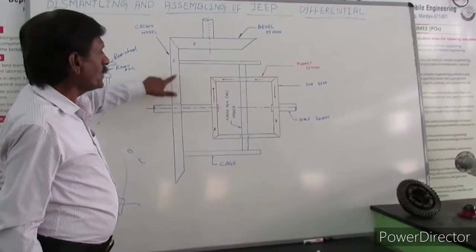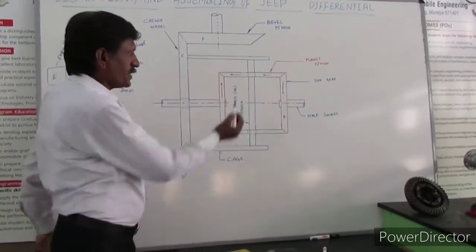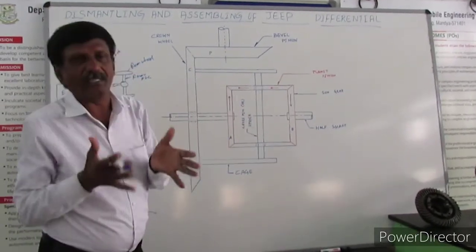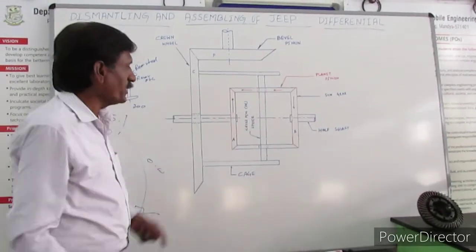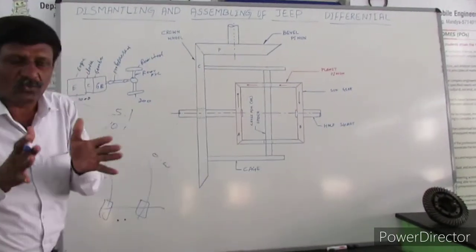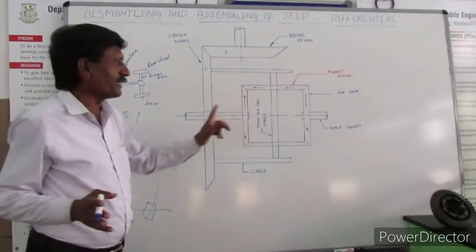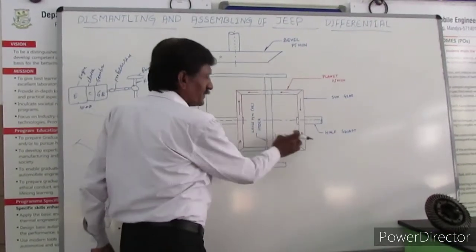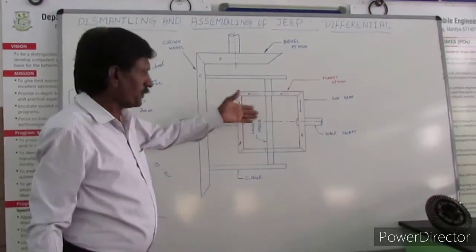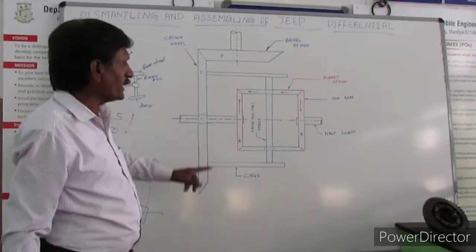The pinion is connected to the crown. In turn, the crown is connected to the cage. This part is the cage. Then the cage is connected to the differential unit. That differential unit consists of two sun gears. Each sun gear is connected to a separate rear axle, right wheel and left wheel, and these two sun gears are connected to planet pinions. There are 2 or 4 planet pinions over there.